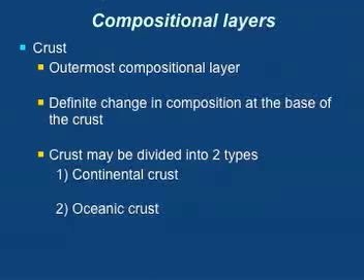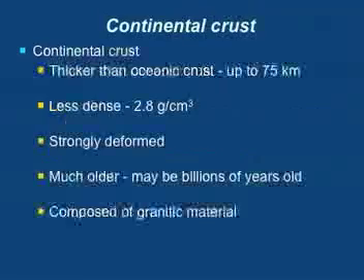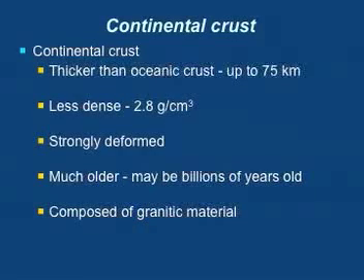And there are actually 2 different types of crust. There's continental crust and there's oceanic crust. Continents are made up of continental crust, and the sea floors are made up of oceanic crust. Continental crust is thicker. Again, you don't have to know numbers, you guys, just who's thicker, who's thinner, who's less dense, who's more dense. Continental crust is less dense.